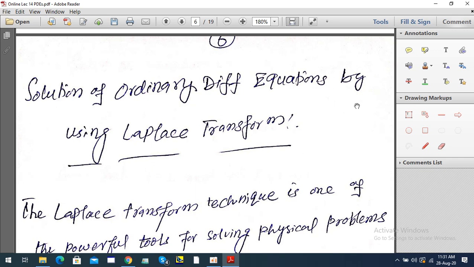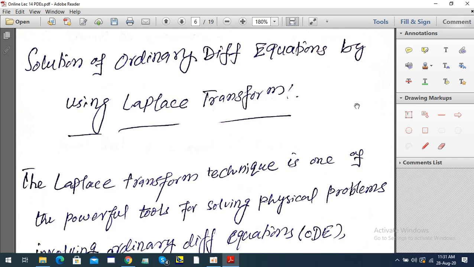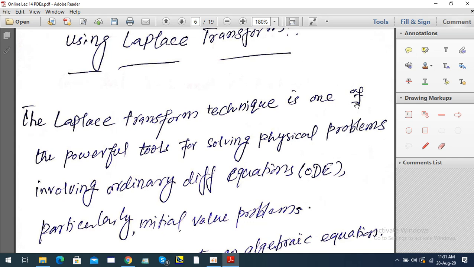So now this is just how to find the Laplace inverse. Now we apply the Laplace solution of ordinary differential equation by using Laplace transform. How to apply the Laplace transform to the differential equation. So far we have applied to only the functions. So now we are going to apply to the differential equation, and that is ordinary differential equation. The Laplace transform technique is one of the powerful tools for solving the physical problems involving ordinary differential equations.